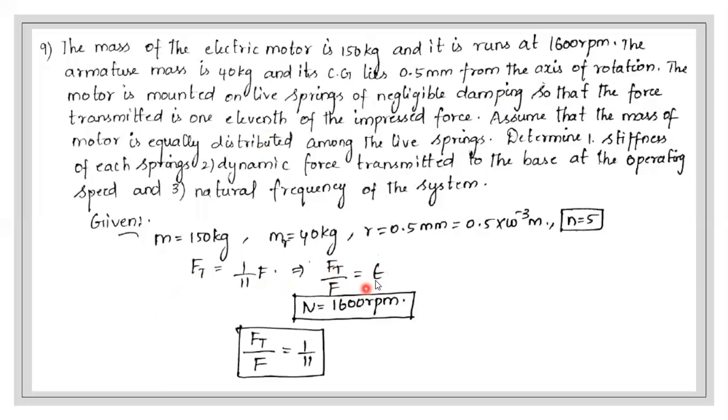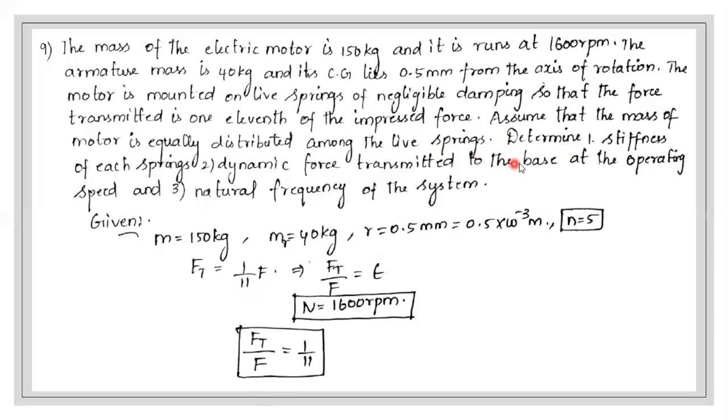So the epsilon value we can easily write: epsilon will be 1 by 11. So FT by F is epsilon, nothing but 1 by 11. Assume the mass of the motor is equally distributed among the 5 springs. Determine the stiffness of each spring.